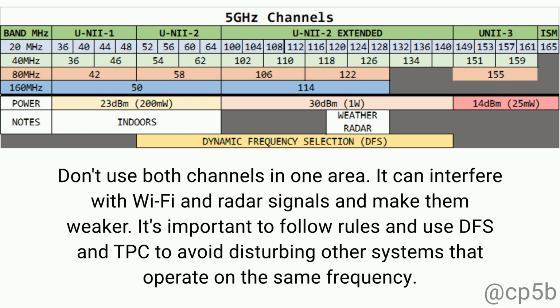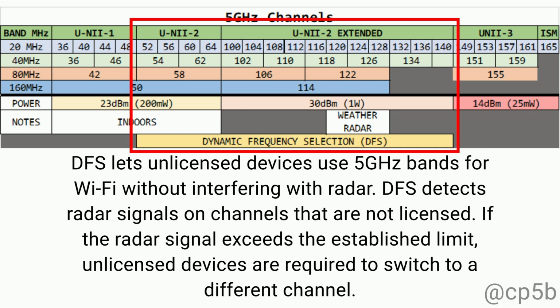It's important to follow rules and use DFS and TPC to avoid disturbing other systems that operate on the same frequency. DFS lets unlicensed devices use 5 GHz bands for Wi-Fi without interfering with radar. DFS detects radar signals on channels that are not licensed. If the radar signal exceeds the established limit, unlicensed devices are required to switch to a different channel.